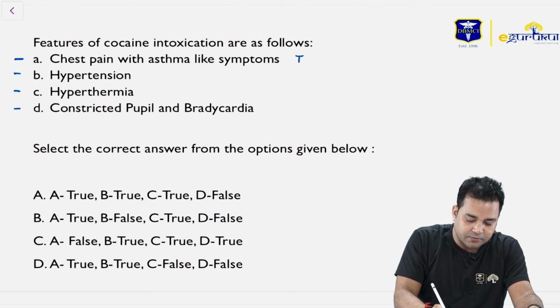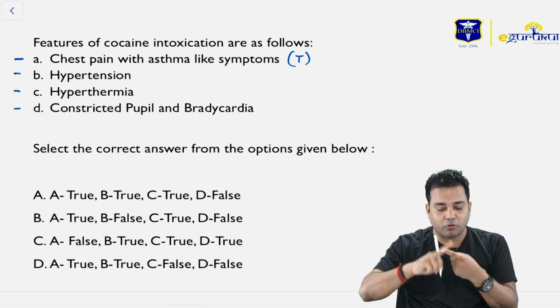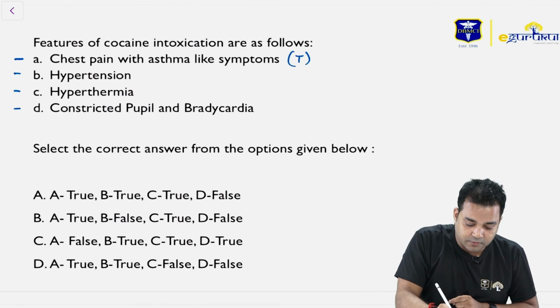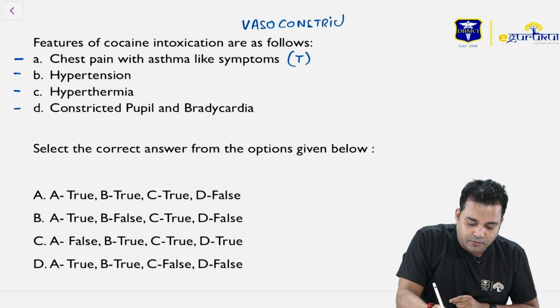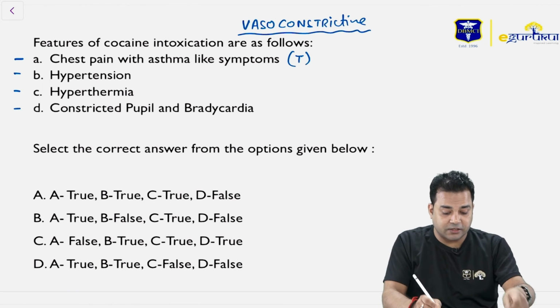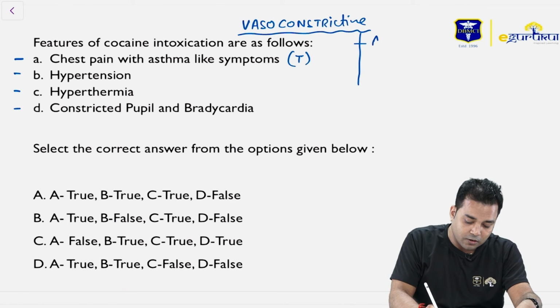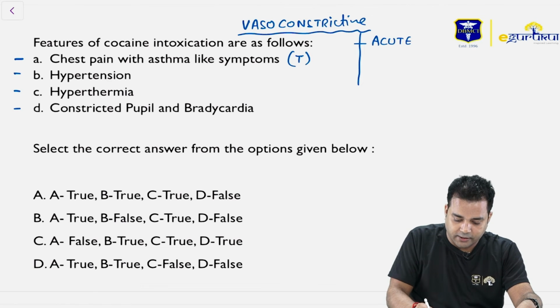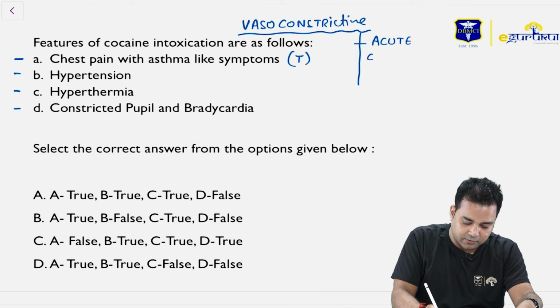Yes, true statement. Why? Because cocaine leads to vasospasm. Cocaine is the only local anesthetic which is vasoconstrictive in nature, and this vasoconstrictive nature can give rise to acute coronary spasms.